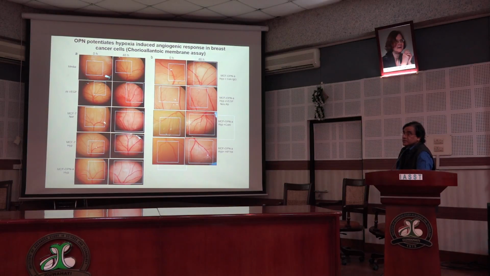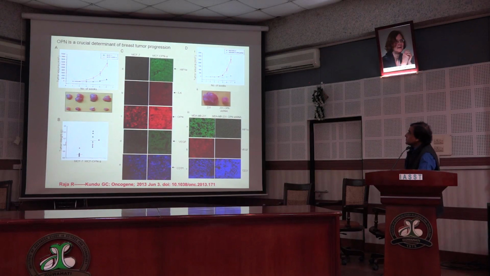This is a good assay if anybody wants to screen a small molecule inhibitor or extract for anti-cancer or anti-angiogenic activity. It is a very good assay where you can quantify this. Here she showed that once she overexpressed osteopontin in breast cancer cells like MCF7 and exposed them to hypoxic condition at 48 hours, there was more blood vessel formation compared to 0 hour. These are the negative and positive controls. She quantified this, but I am not showing those data here.